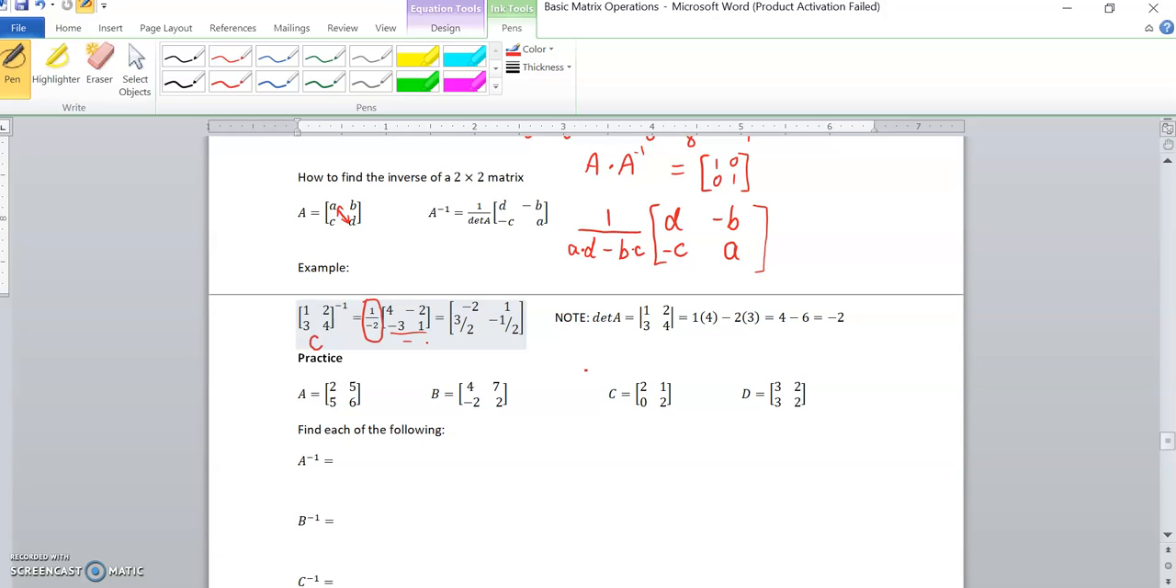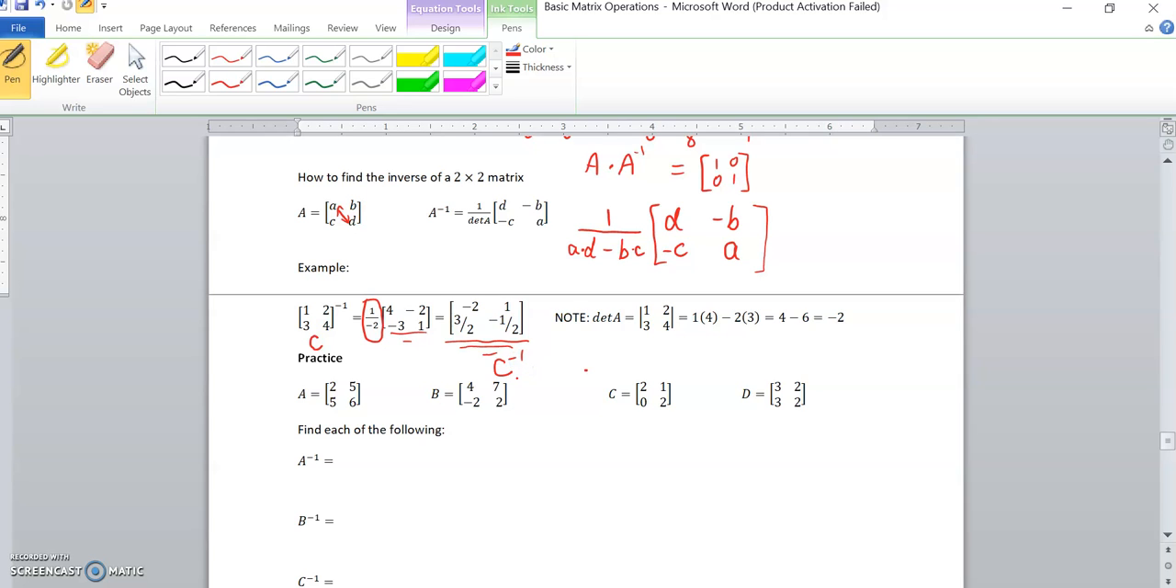So now what we have is we're taking a scalar multiplier, which we learned how to do a few days ago, times a new matrix, and we get, well, negative 1/2 times 4 is negative 2, and then negative 1/2 times negative 2 is 1, and negative 1/2 times negative 3 is positive 3/2, sorry, the negatives canceled, and then negative 1/2 times 1, we get negative 1/2. So now, this matrix right here is considered C inverse, C to the minus 1.